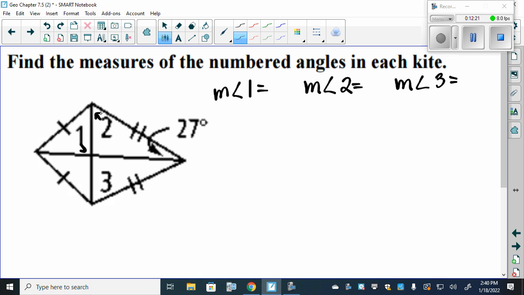Which one of these angles do we know for sure? Angle 1. Because what is angle 1 going to be? Angle 1 is going to be 90 degrees because inside of a kite, the diagonals are always perpendicular. They're going to make right angles. So all 4 of the angles in the center of this kite are going to be 90 degrees. So angle 1 has to be 90. Now it does work out that the angles between the congruent sides are bisected. So if this top one's 27, this bottom one is actually 27 degrees also.